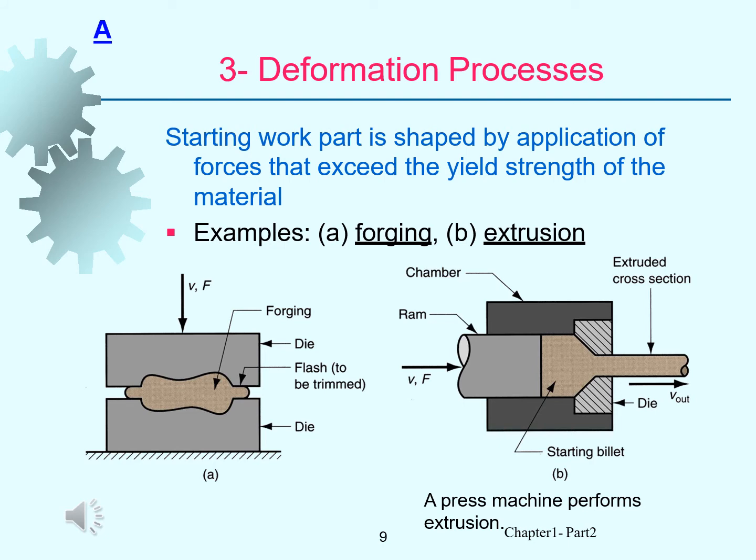So deformation, well, this is where the work part is shaped by applying a lot of force to it, like a big press or something, until you exceed the yield strength of the material. By yield strength, think of a paper clip. If you pull out one of the pieces of metal just a little bit, it'll snap back into the paper clip shape. If you pull it out too far, it doesn't snap back. And we say that the material has yielded. In other words, it won't snap back into its original shape.